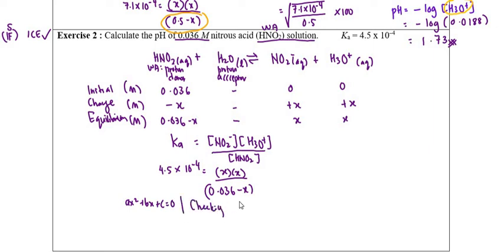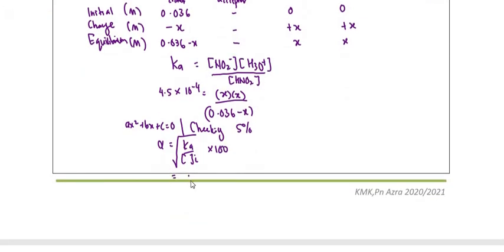Checking 5%. How you want to check? Degree dissociation, Ka over concentration initial, square root and multiply by 100. Okay, masukkan nilai 4.5 exponent negative 4 over 0.036, square root this answer and then multiply by 100 and you get 11.18%. So this value is larger than 5%. So what you should do?